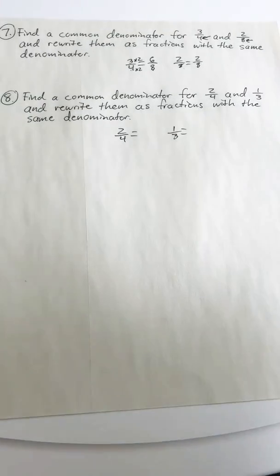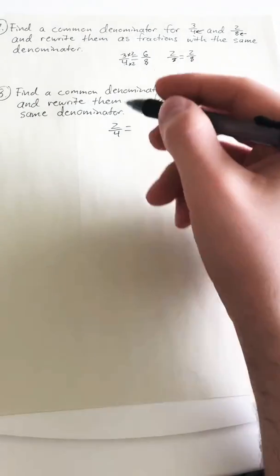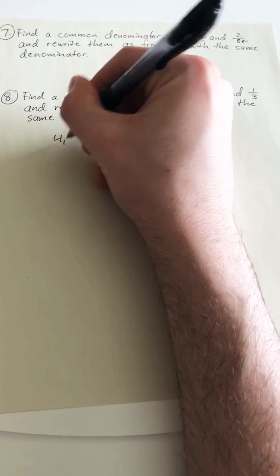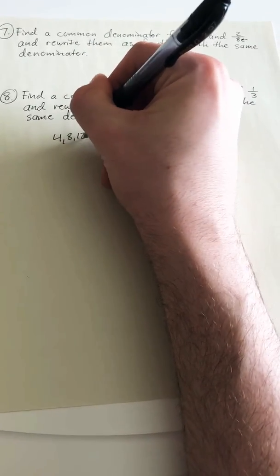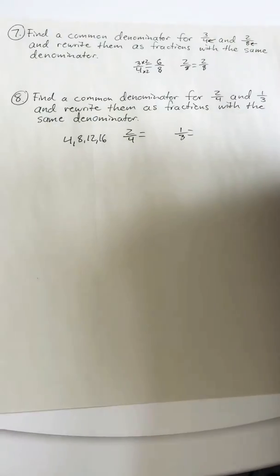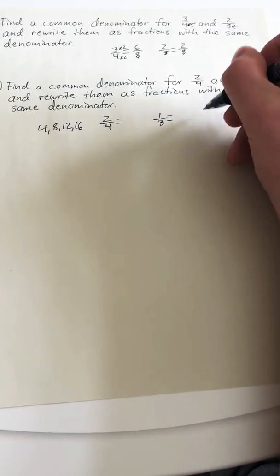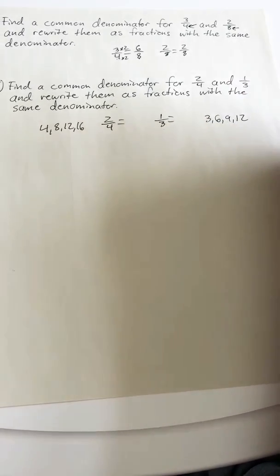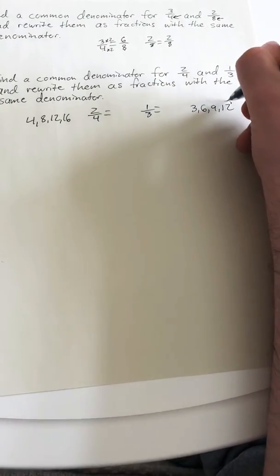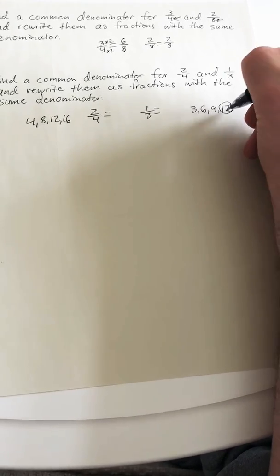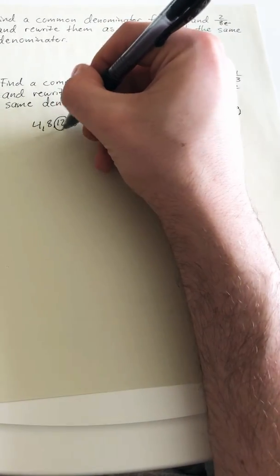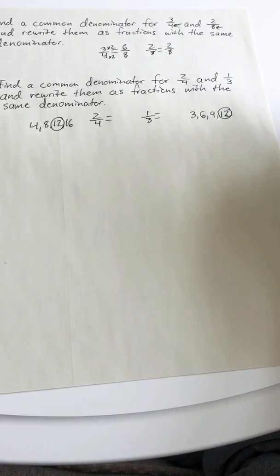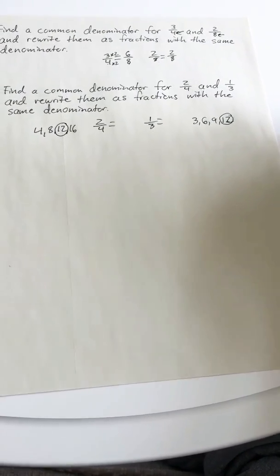All right, so getting started here, I'm going to go ahead and list my factors here off to the side. So my factors for 4 are 4, 8, 12, 16, and I'm going to stop there. And then my factors for 3, I have 3, 6, 9, 12, and right there I'm going to stop because, like hopefully you saw at home, I run into 12 on both sides. So that tells me that I can use 12 as a common denominator.